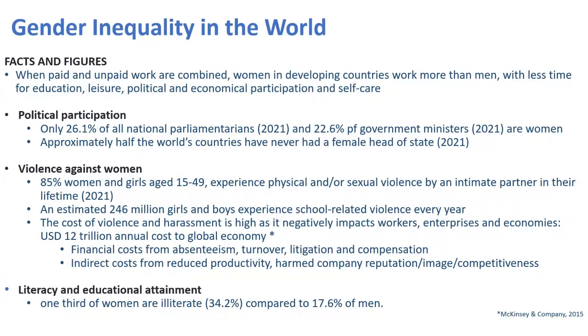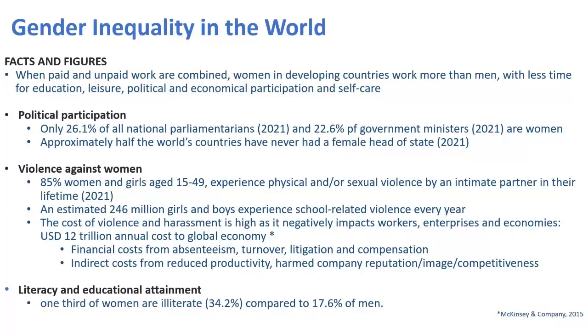We also have an estimated 246 million girls and boys that experience school-related violence every year. And what is the cost of violence for the economy? Violence and harassment has a negative impact on workers, on enterprises, and the economy. This costs around 12 trillion every year to the global economy, due to financial costs related to absenteeism, turnover, litigation, and compensation, and indirect costs from reduced productivity.